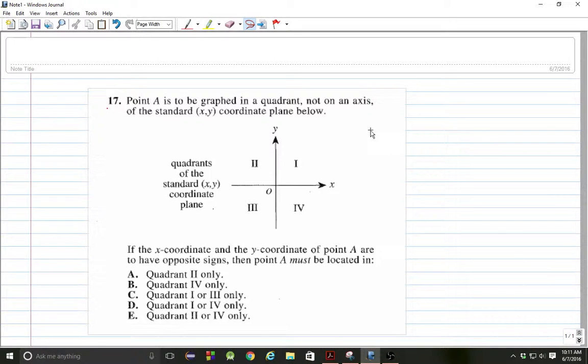Guys, so today we'll be doing problems 17 through 20. So let's start. Point A is to be graphed in a quadrant not on an axis of the standard XY coordinate plane below.